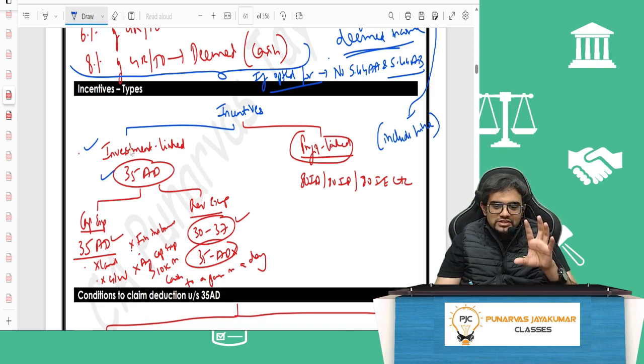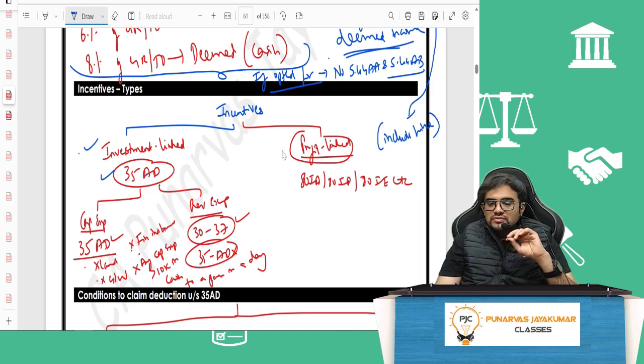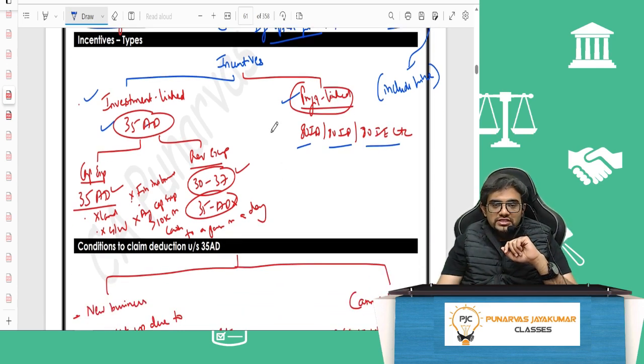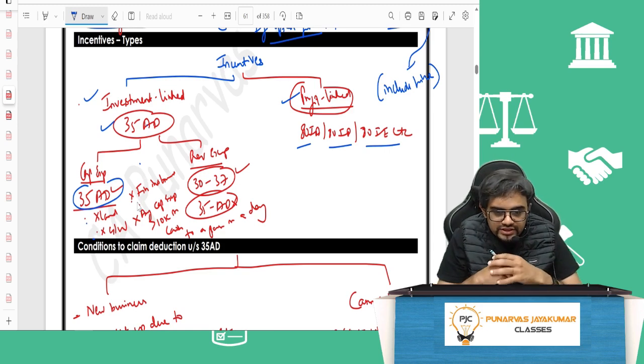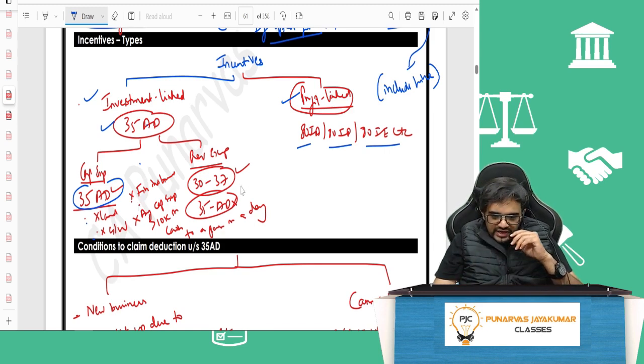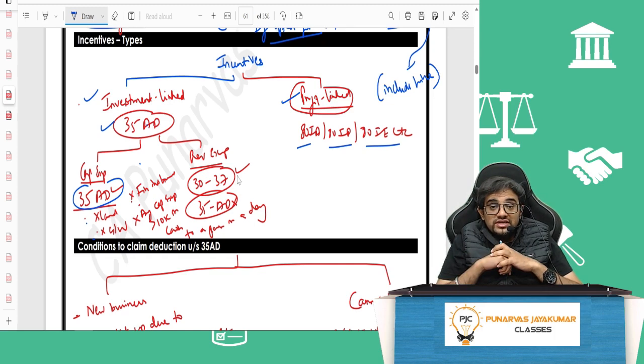So investment linked incentive is 35 AD, sorry. Whereas profit linked incentives will be 80-IA, 80-ID, 80-IE, all these things. So investment linked incentive, 35 AD: capital expenditure is fully allowed under section 35 AD. Land is not covered, goodwill is not covered, financial instrument is not covered, and any capital expenditure of more than 10,000 rupees in cash to a person in a day is not covered. Revenue expenditure will anyway be covered under 30 to 37. So 35 AD will not come into play, my dear friends, because everything is already covered under 30 to 37.